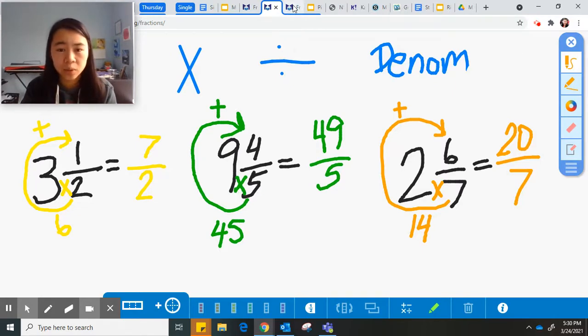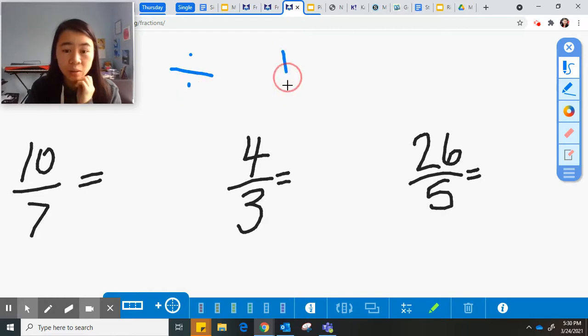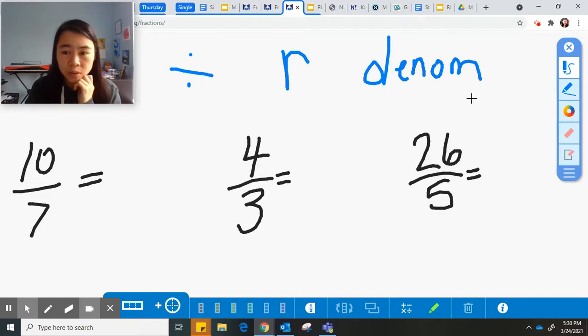All right, our second one is a little bit tougher. How do we change an improper fraction into a mixed number? 10/7. So these are the steps that you're going to have to follow for this one. You're going to have to divide, find the remainder, I'm going to write an R for remainder, and then keep the denominator. Our denominator for both of these, doesn't matter the direction, is going to be the same. So divide, find the remainder, keep the denominator.